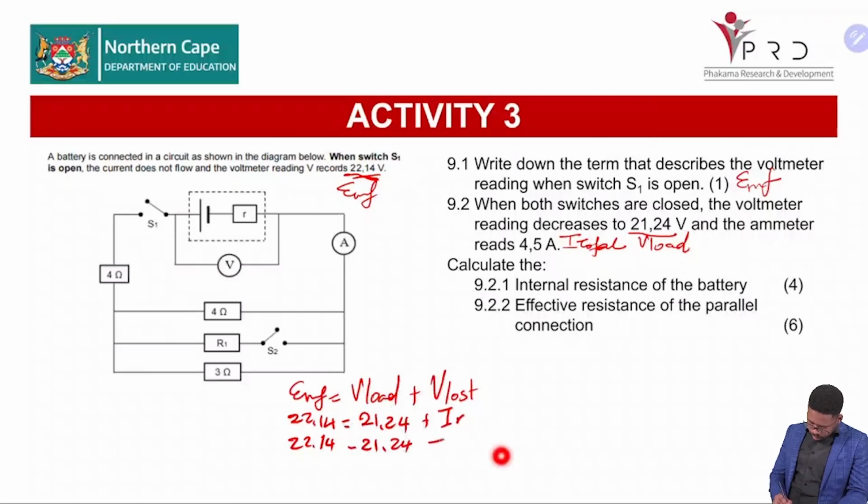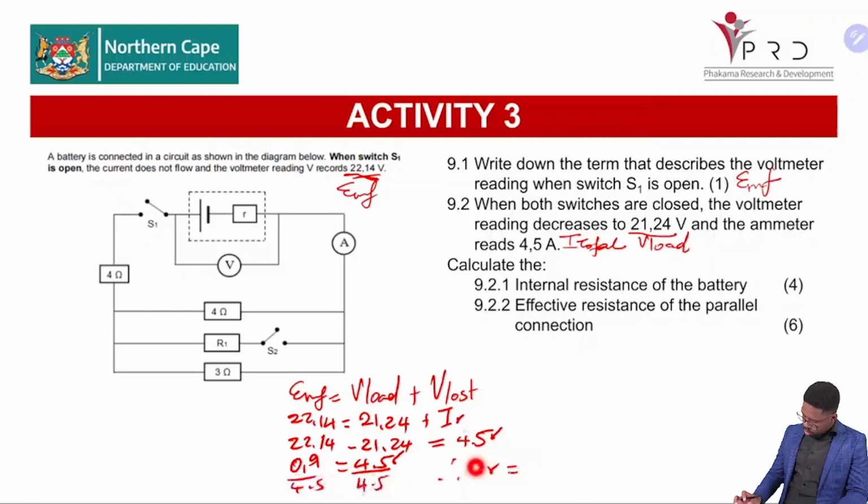If you transpose it, you'll be left with 4.5 R. Then 22.14 minus 21.24, your answer will be 0.9, is equal to 4.5 R. We divide both sides by 4.5. Therefore, our R will be equal to 0.9 divided by 4.5. And our answer will be 0.2 ohms.